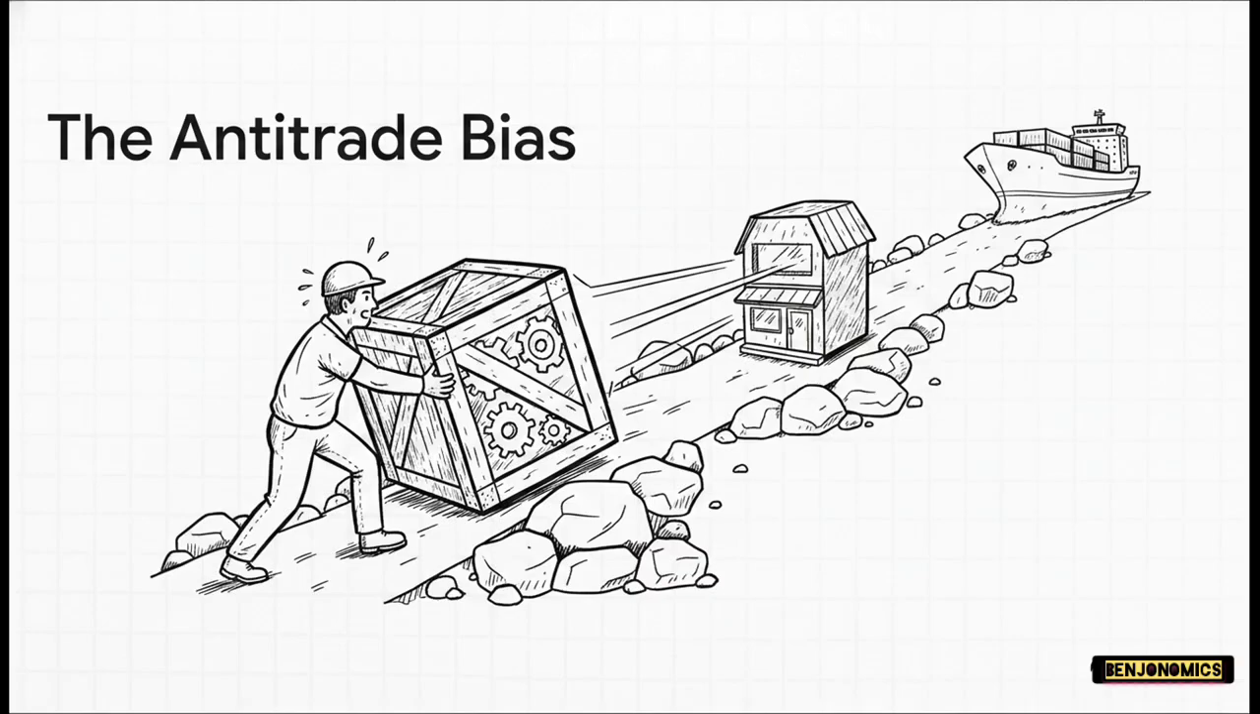Plus, large local service sectors, which don't trade globally, absorb a ton of these resources. This internal friction creates a severe anti-trade bias. It actively lowers the actual volume of global trade compared to that frictionless, idealized model.